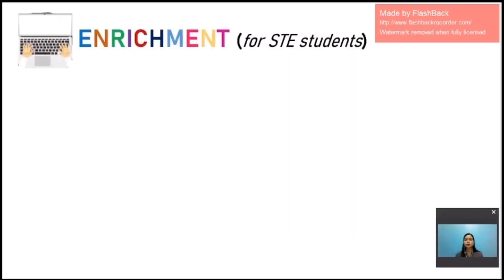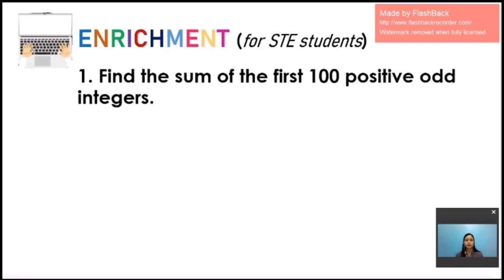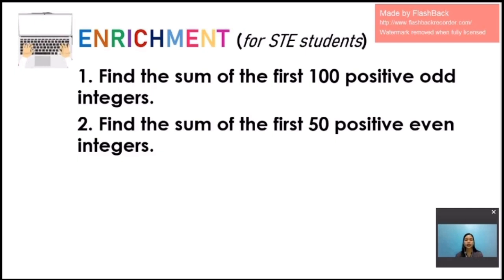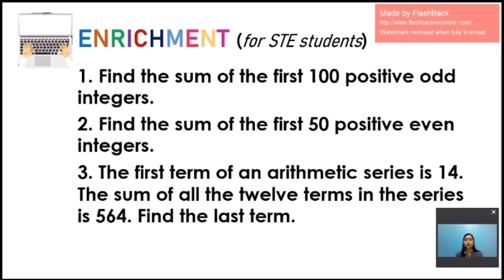Okay, so for STE students, please answer the following problems. The first, find the sum of the first 100 positive odd integers. Second, find the sum of the first 50 positive even integers. Then the third one, the first term of an arithmetic series is 14. The sum of all the 12 terms in the series is 564. Find the last term. So you can pause the video to copy the problem, or you can just have a screenshot of this particular problem.